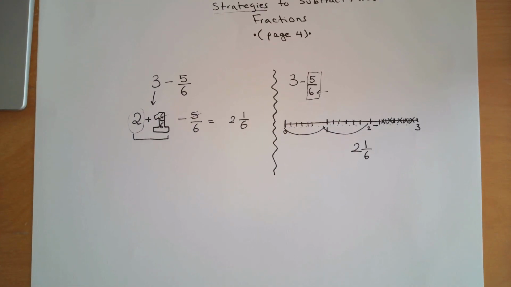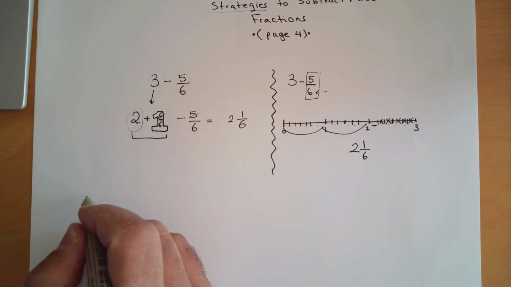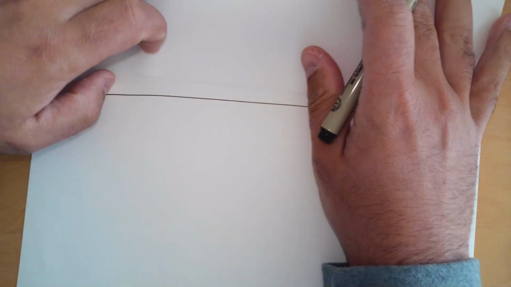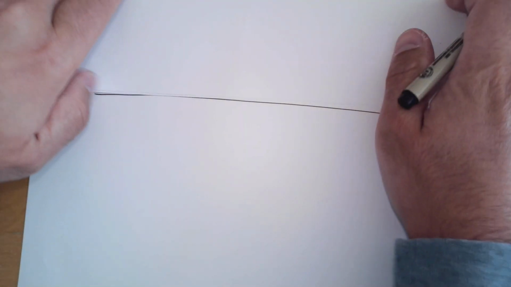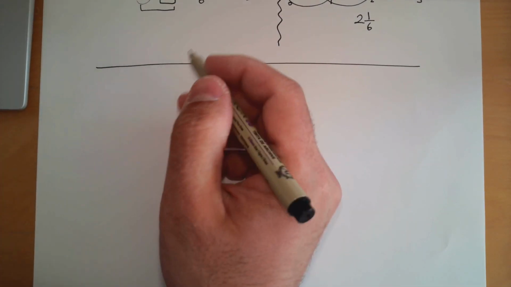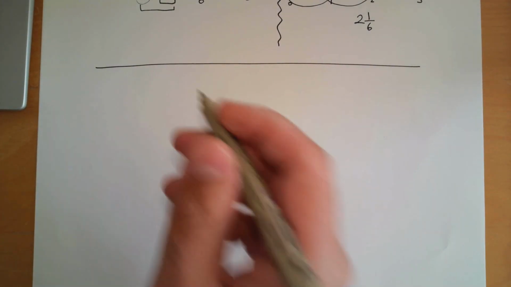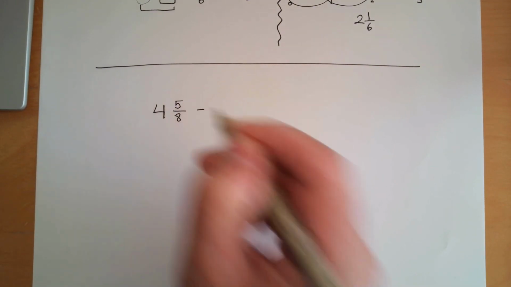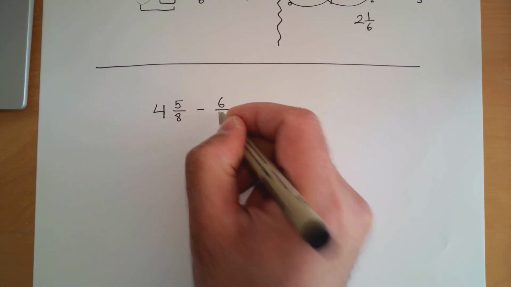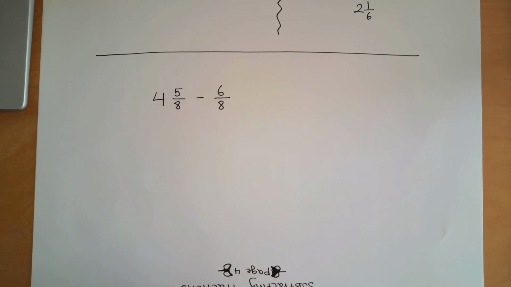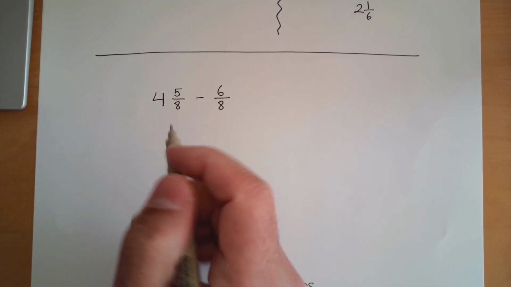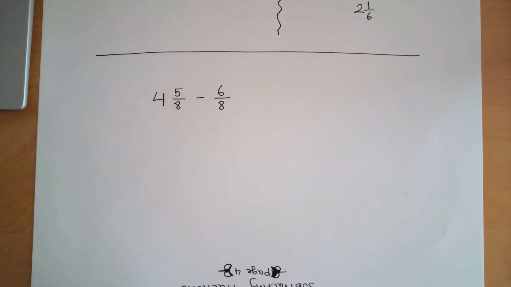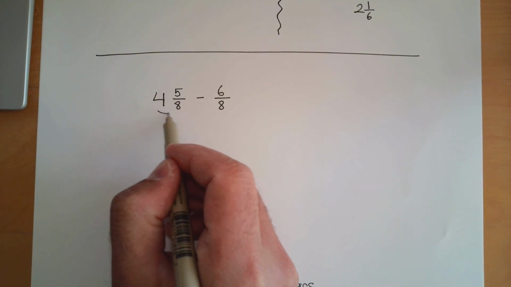So I'm going to do a second one, okay? So let's say I have 4 and 5/8 minus 6/8. Okay, so let's try this one with the number line. So what do I have? Do I have 6/8 or do I have 4 and 5/8? I have 4 and 5/8.